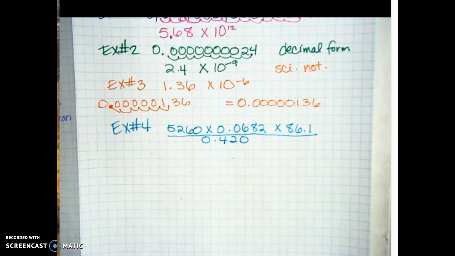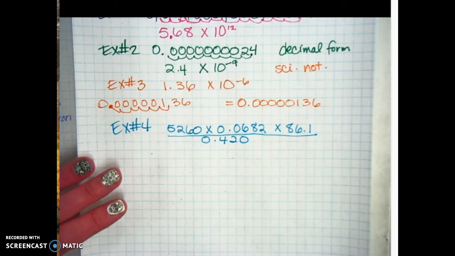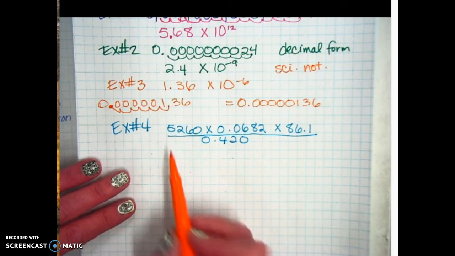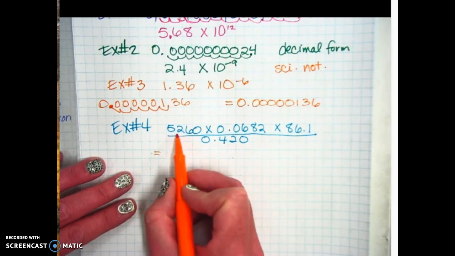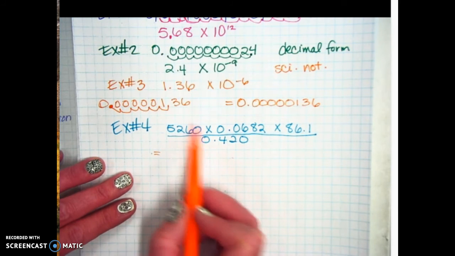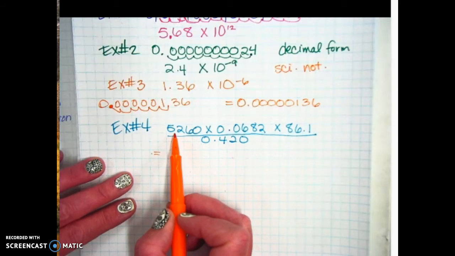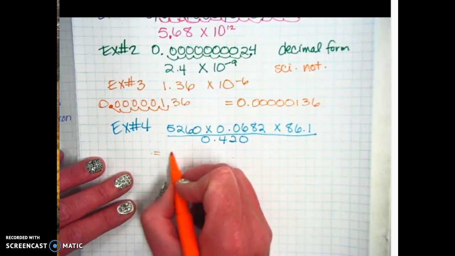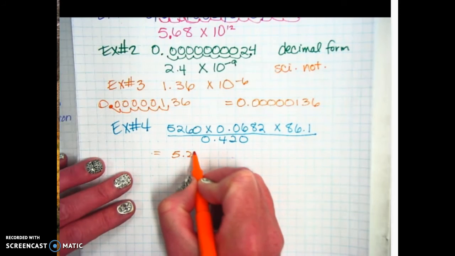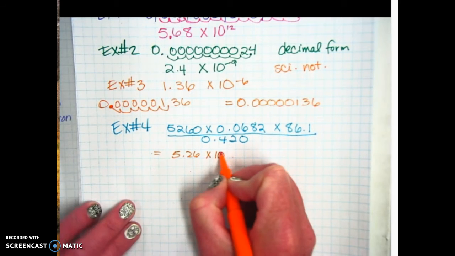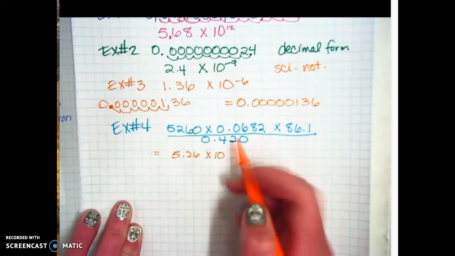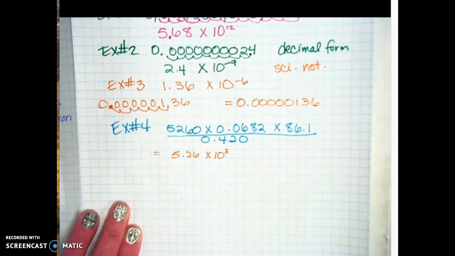All right, so the first thing they want you to do is change all of these to scientific notation. So just go one at a time. For this first factor, we want to put the decimal right here between the 5 and the 2, right? So we're going to say 5.26 times 10 to the, and it moved 3 times, so 10 to the 3rd.